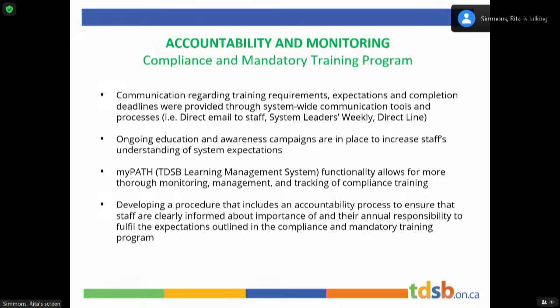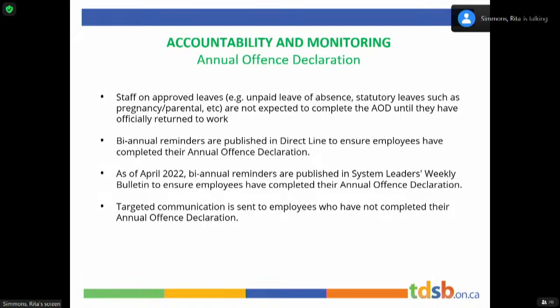And we have a learning management system, MyPath, which provides functionality and allows us more thorough monitoring, management, and tracking of compliance training. So that's been in place for the last couple of years. And this year, we are developing a procedure that includes an accountability process to ensure that staff are clearly informed about the importance of their annual responsibilities and to fulfill the expectations that will be set out in terms of compliance and mandatory training. And then I'll turn it over to the annual offense declaration team.